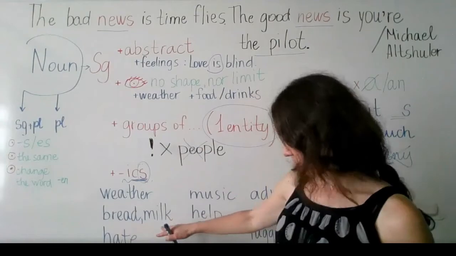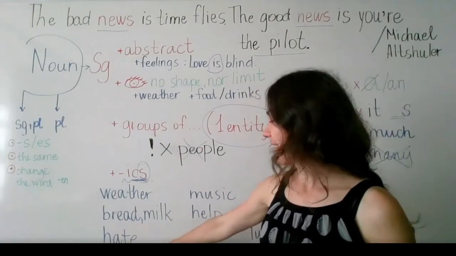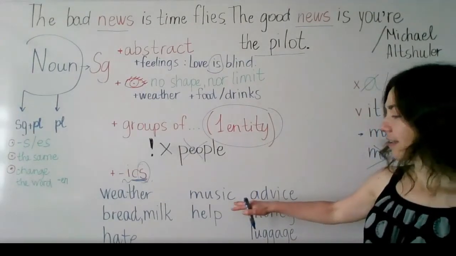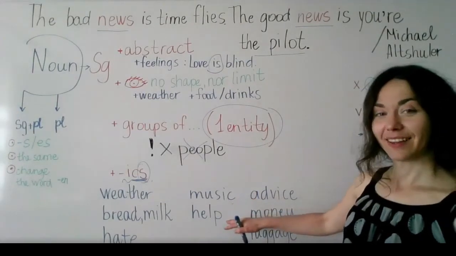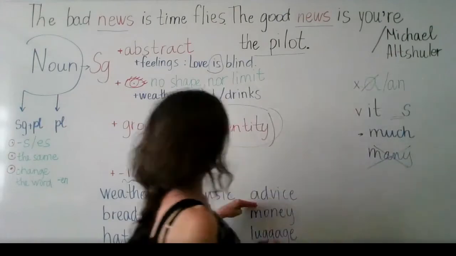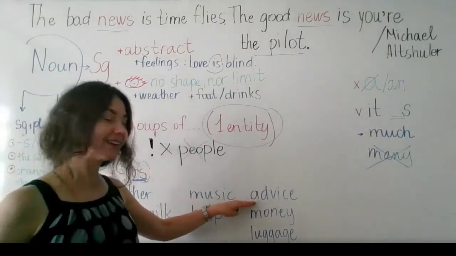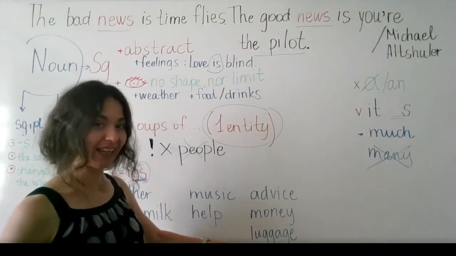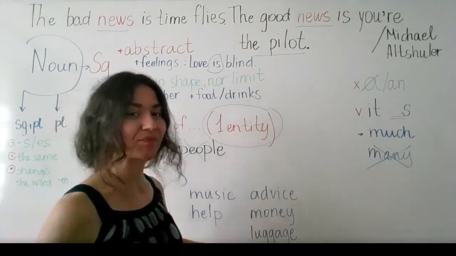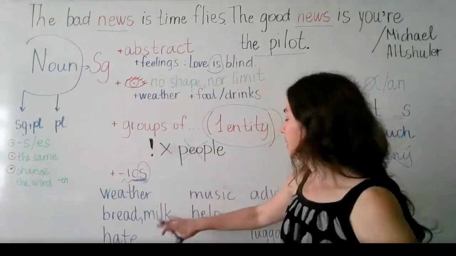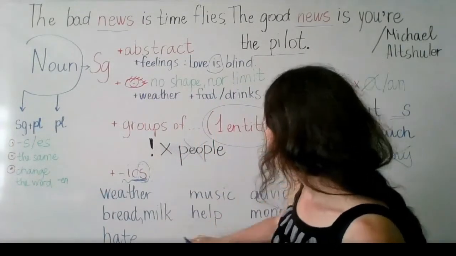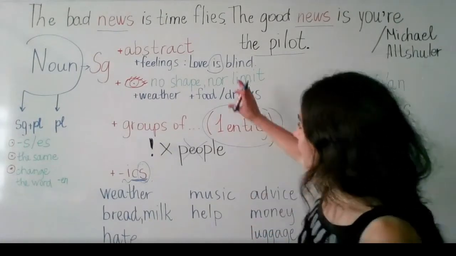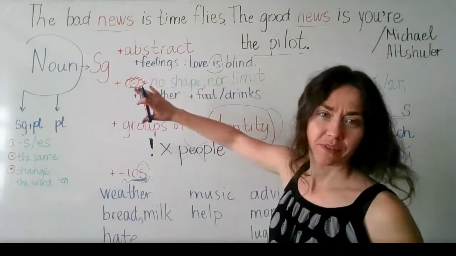Bread. Milk. Hate. Very good. Music. Help. Advice. Money. Language. Luggage. Look, how many words do we have? 4 and 2, 6, 9 words. These words are part of these groups.